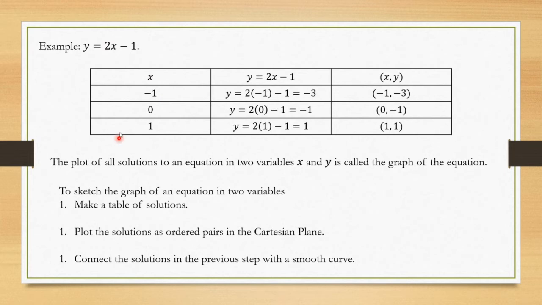To actually make such a graph, I know we have technology today like graphing calculators and computers. But it's good to be able to sketch it by hand, though. Basically, to sketch the graph of an equation by hand, you would make a table like this of solutions. You would plot the solutions, the ordered pairs, in the Cartesian plane. Then you would connect them with a smooth curve.